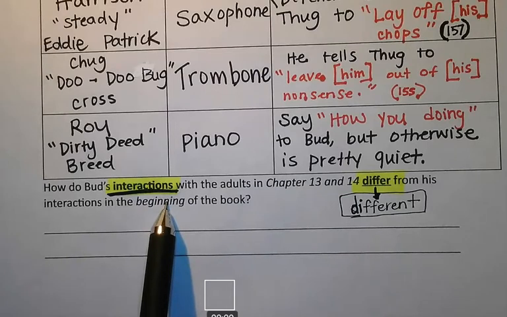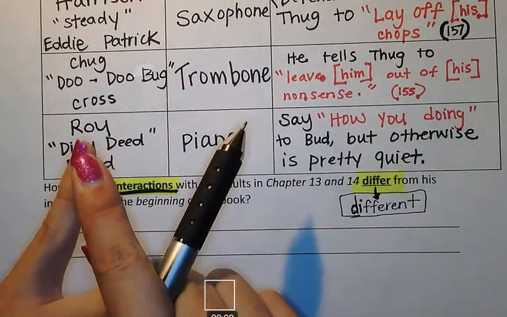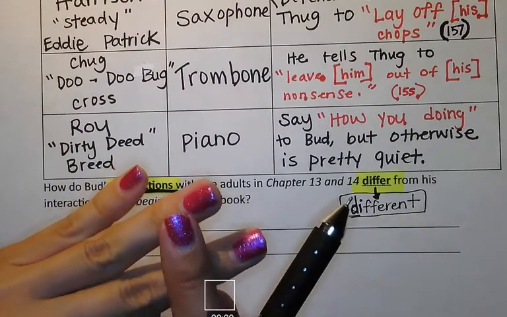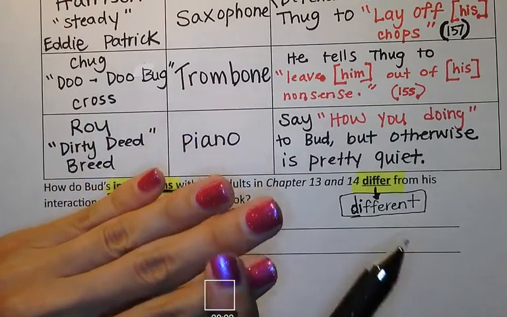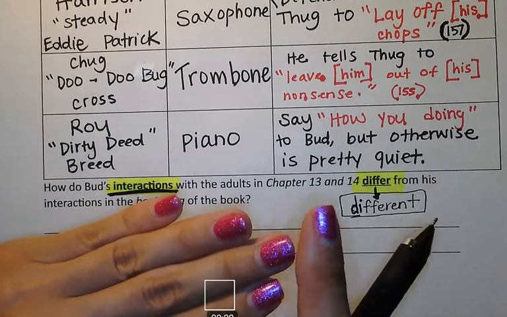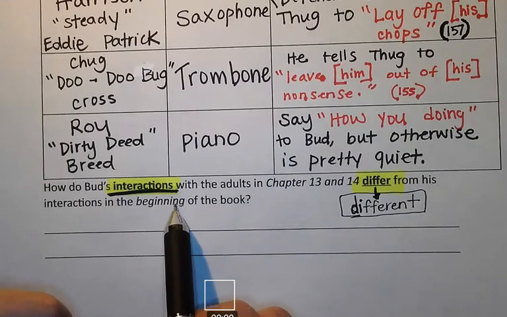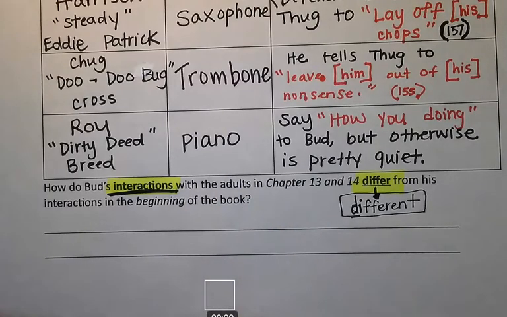Think about it. At the beginning of the book, who were the main characters? We know it was Bud. It was also Mrs. Amos, Mr. Amos, and then obviously Todd. Those were the adults from the beginning of the book. Bud's interactions with those adults were very negative. And we know why. There was abuse, there was disrespect going on. They shoved him in a shed. They did horrible things to him.